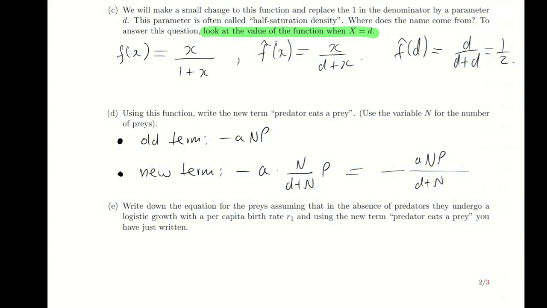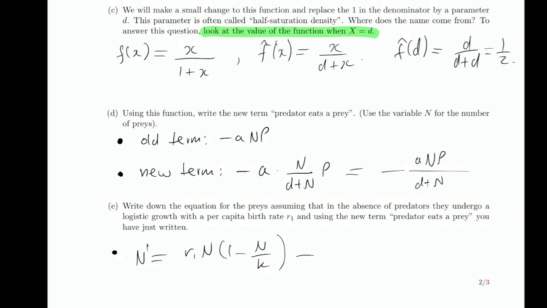Okay, part E. Now we need to write down the overall, new version of the prey change equation, assuming that the growth is now going to be logistic growth instead. So logistic growth is just the birth rate times n, and then 1 minus n on k, where k is the carrying capacity. And now we need to subtract from this the amount of prey which is getting eaten, which, as we just determined, is given by this.